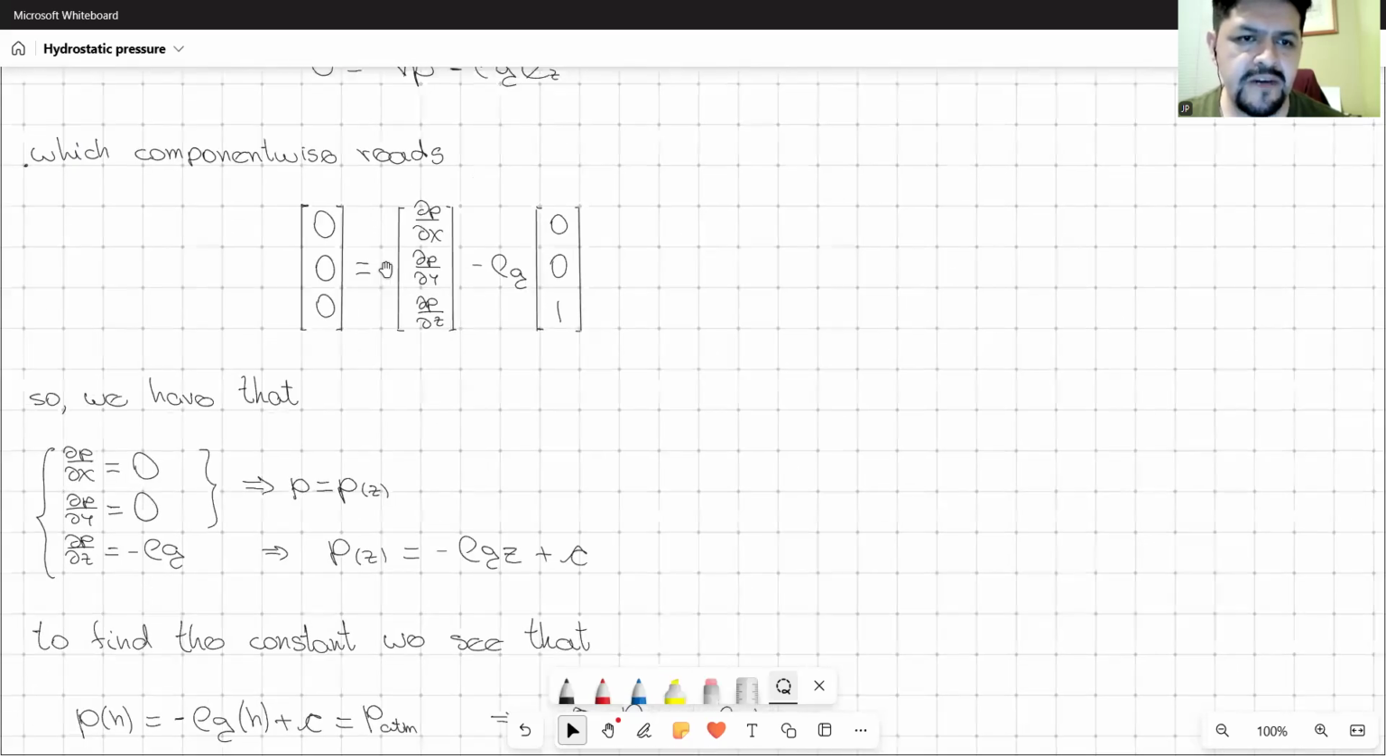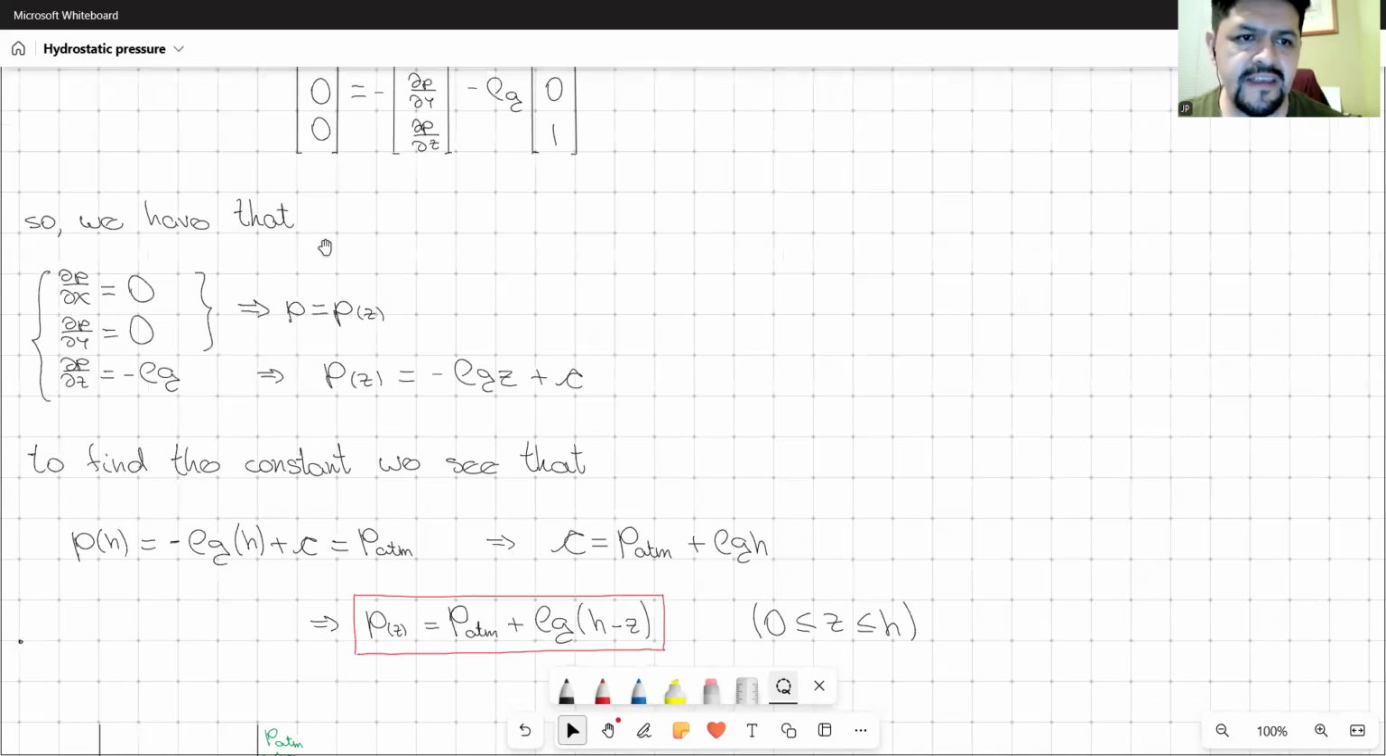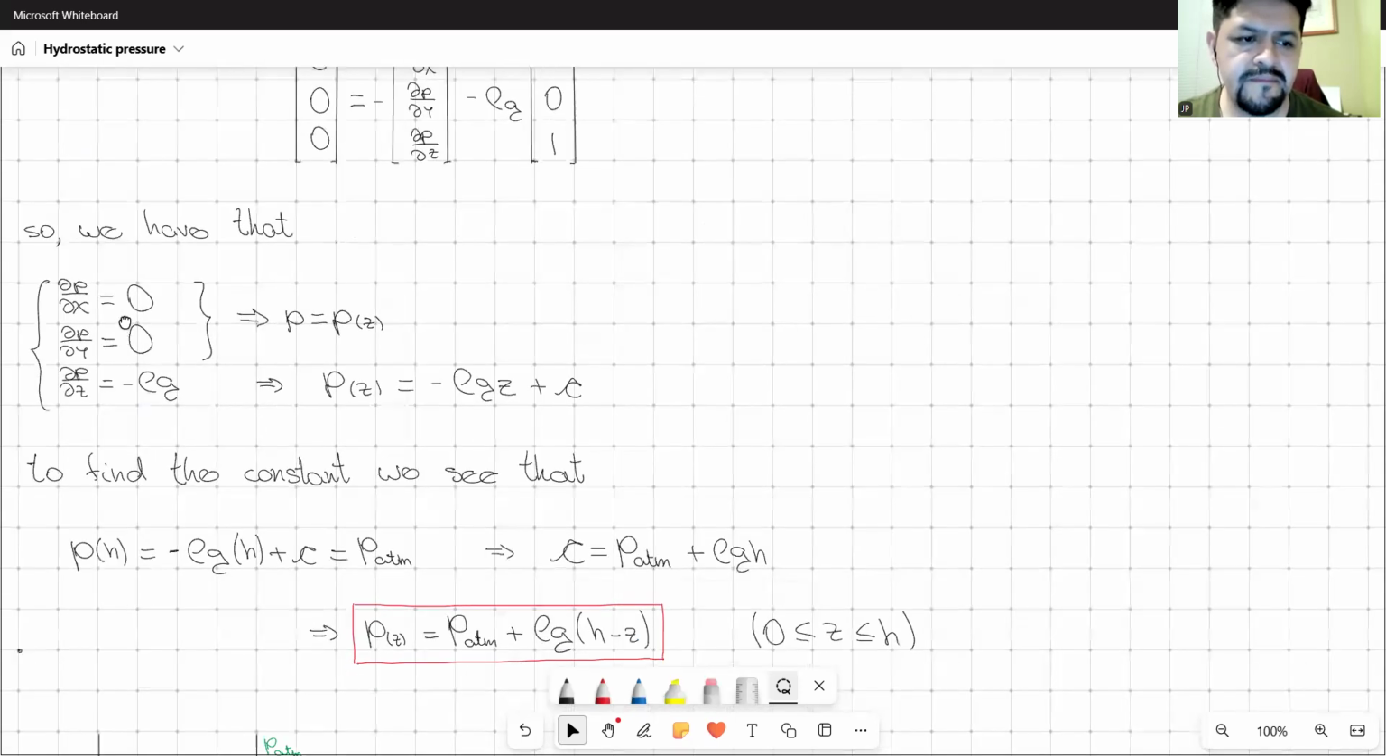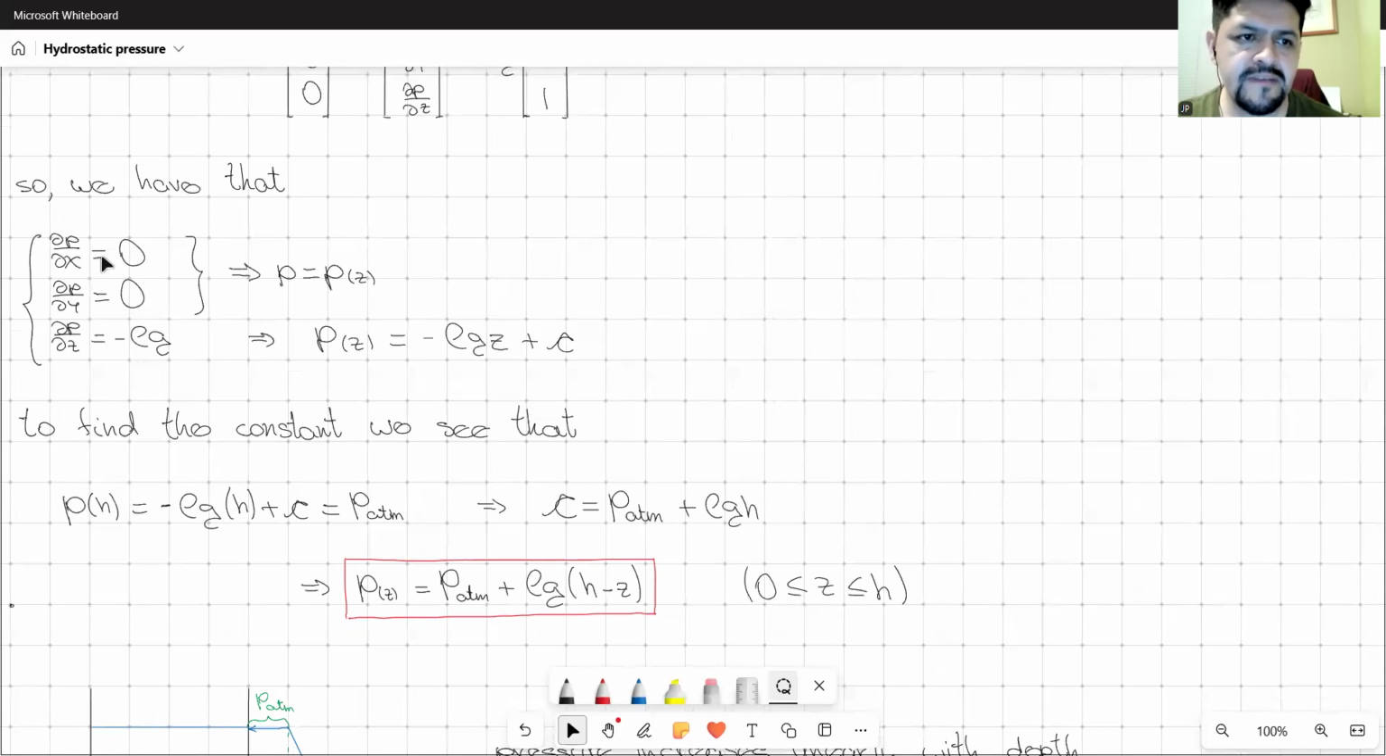Doing the component-wise calculations, we see that from the first two components, the partial derivatives in x and y are zero, implying that pressure is going to be a function of the height alone. Therefore, once we integrate the third equation, we find that the pressure as a function of z is going to be negative rho g times the height z plus an integration constant c.